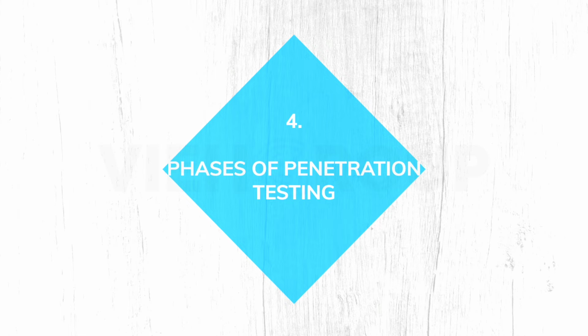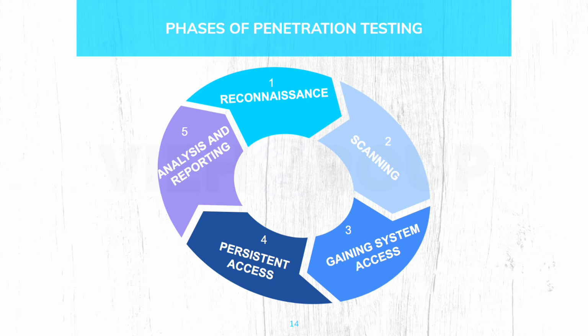Mainly there are five phases of penetration testing: reconnaissance, scanning, gaining system access, persistent access, or you can say maintaining access, and last, analysis and reporting. That's what I said earlier, report writing. It's the same.